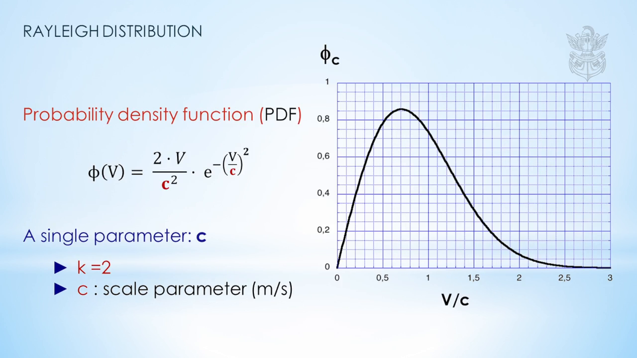The Rayleigh distribution is a particular case of Weibull distribution with shape parameter k equals 2. This is convenient, as in most locations around the world the value of k is approximately 2. This reduces the expression of the PDF on one single parameter.